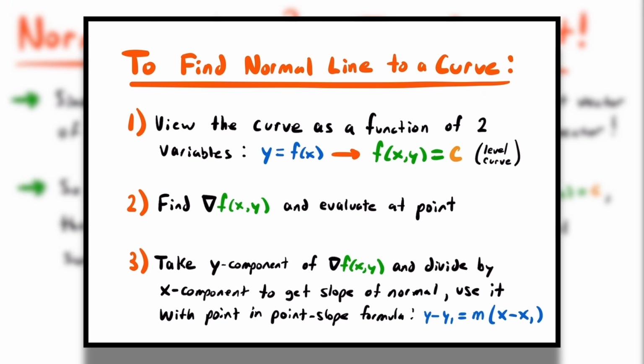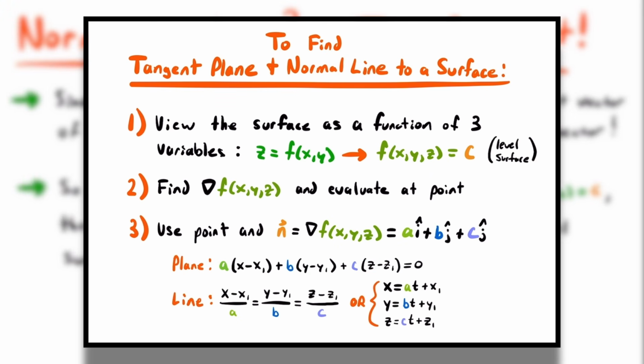Okay, and so speaking of which, here's how we can find the equation of a tangent plane and a normal line to a surface. We haven't really talked about normal lines up to this point, but this is also something that we can find using the gradient vector.